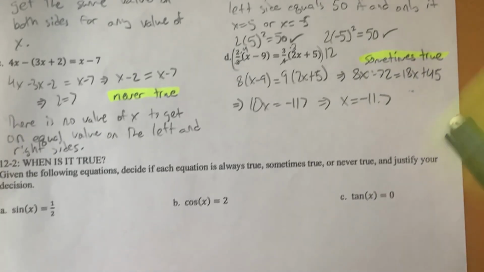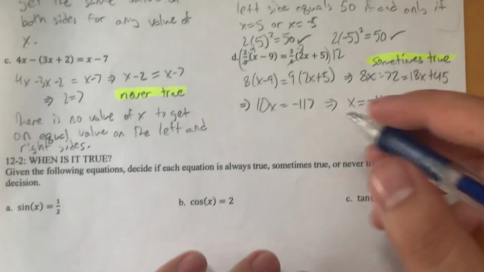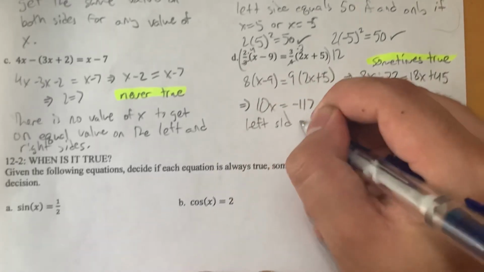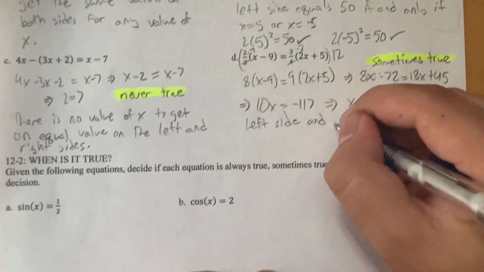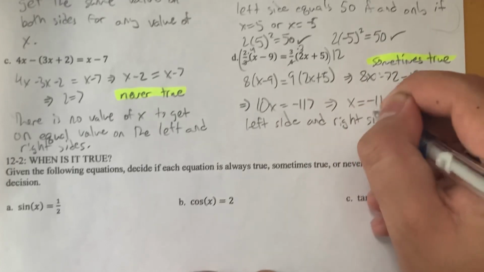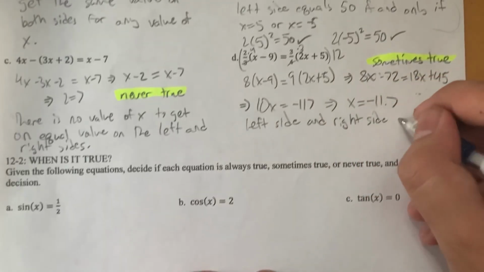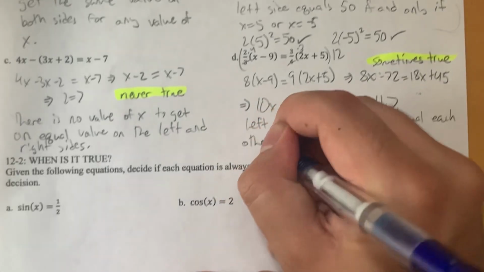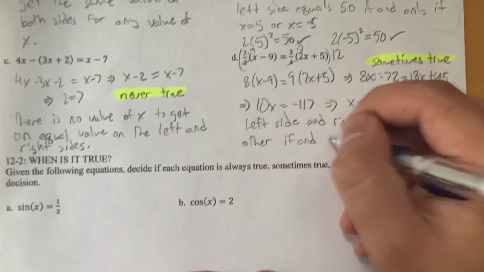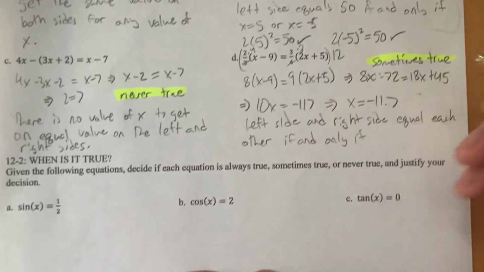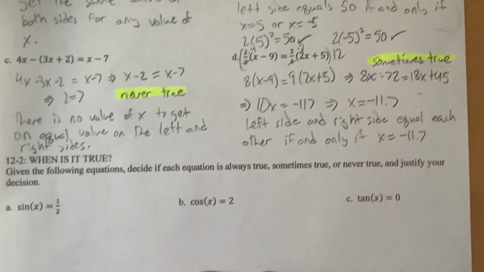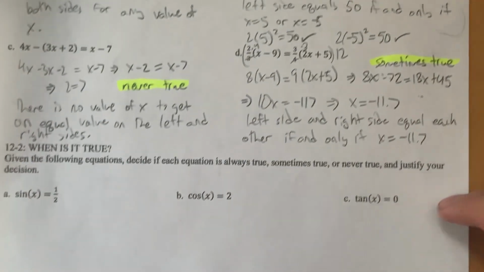And then I'm going to say left side and right side equal each other if and only if x equals negative 11.7. So that's how I would write that.